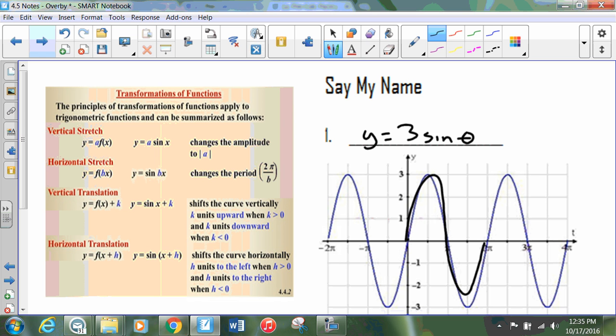Okay, so I don't think you're going to have any of these today, but on our second day of graphing sine and cosine, you'll have them.